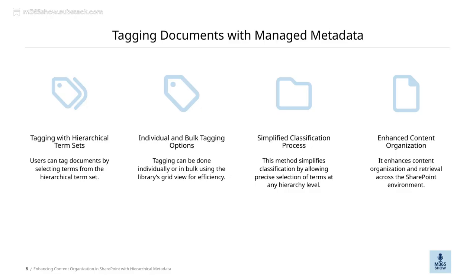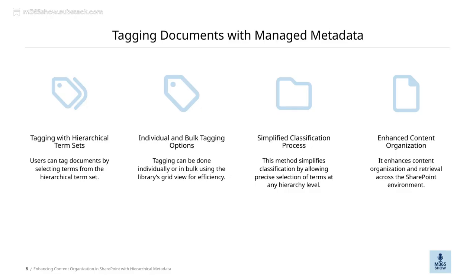A key benefit here is the hierarchical term sets. This means we can select tags from a structured set of terms that reflect different levels of classification. Think of it like choosing categories and subcategories that fit our content perfectly. Overall, this method not only enhances organization, but also improves retrieval, aligning well with our goal of creating a more streamlined, intuitive SharePoint environment.